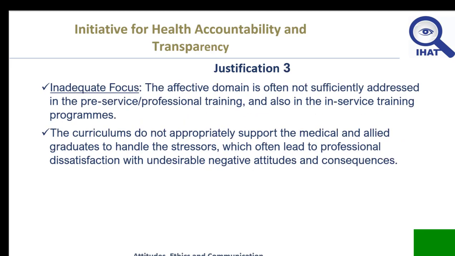The third justification is that there is inadequate focus on the affective domain. The affective domain is often not sufficiently addressed in the pre-service professional trainings and also in the in-service training programs. The curriculums do not appropriately support the medical and allied graduates to handle the stressors which often lead to professional dissatisfaction with undesirable negative attitudes and consequences.